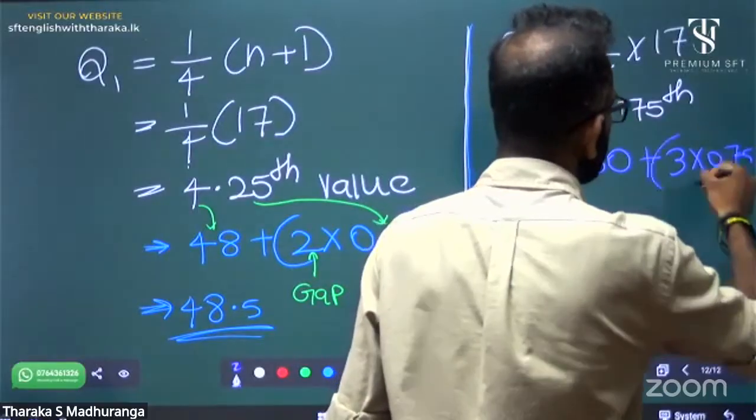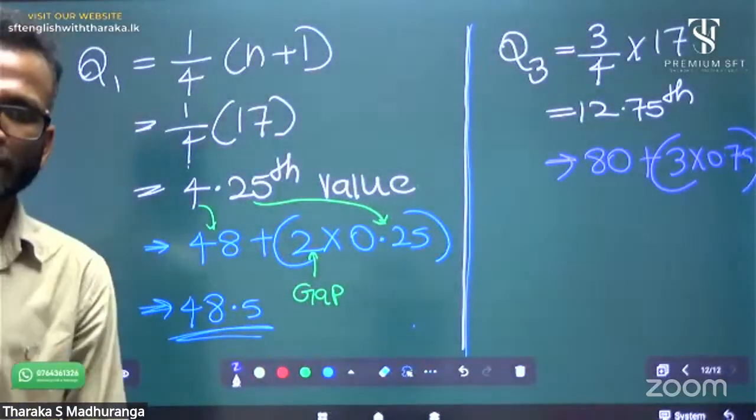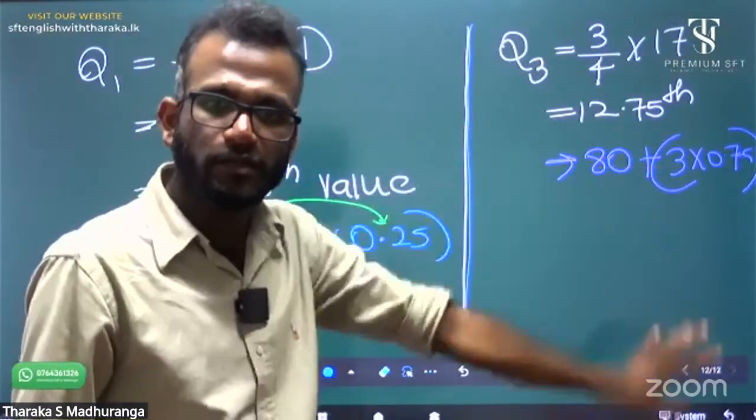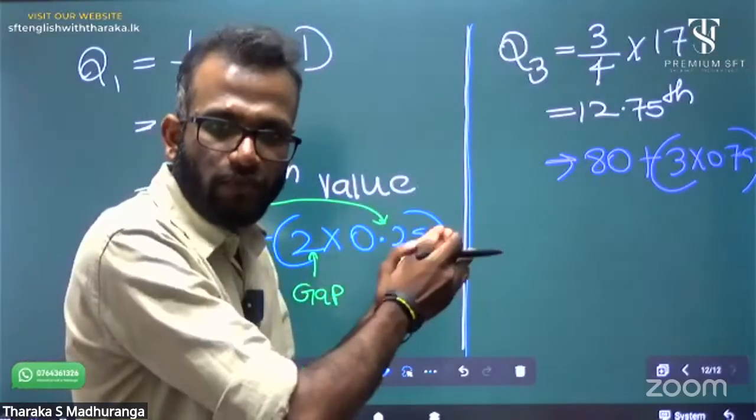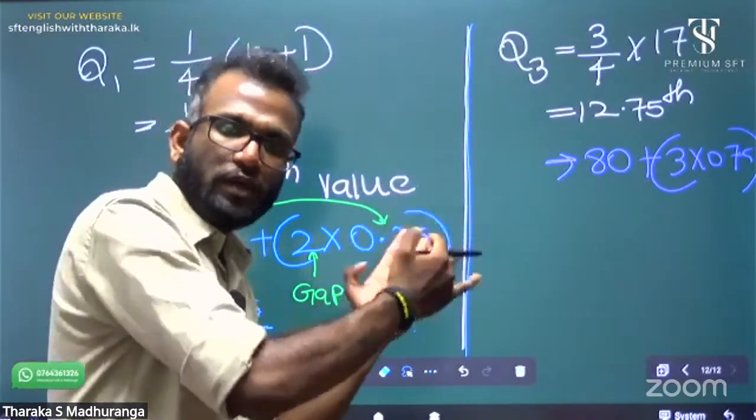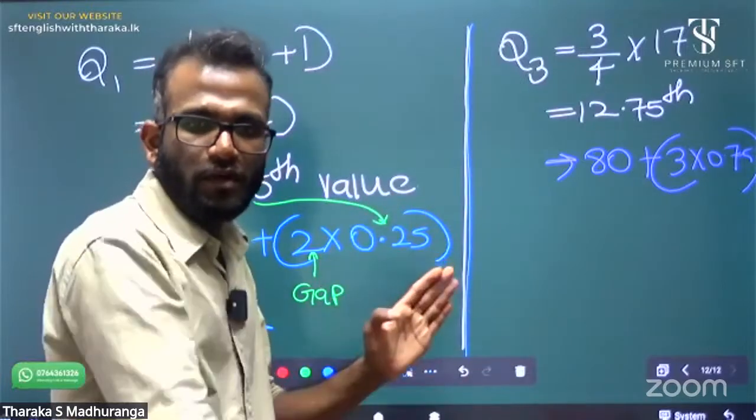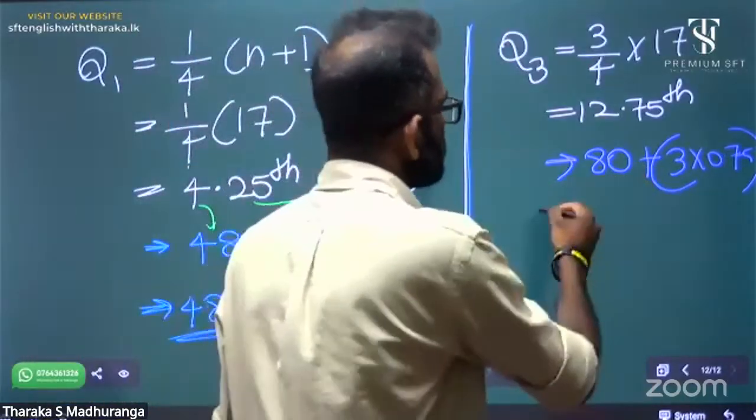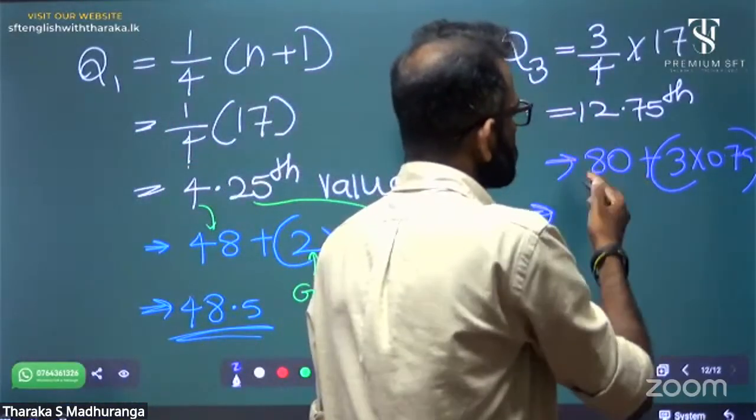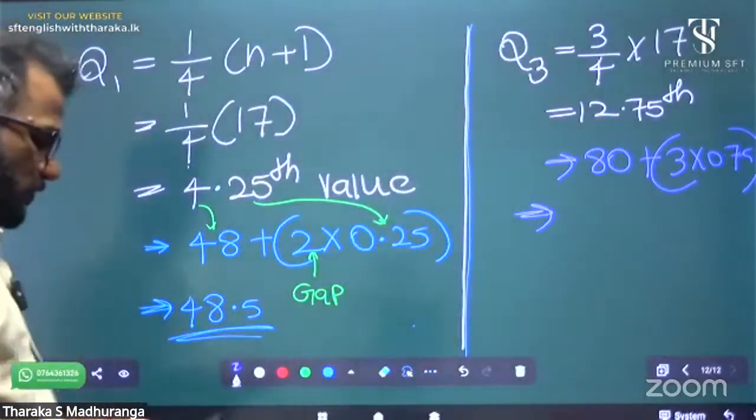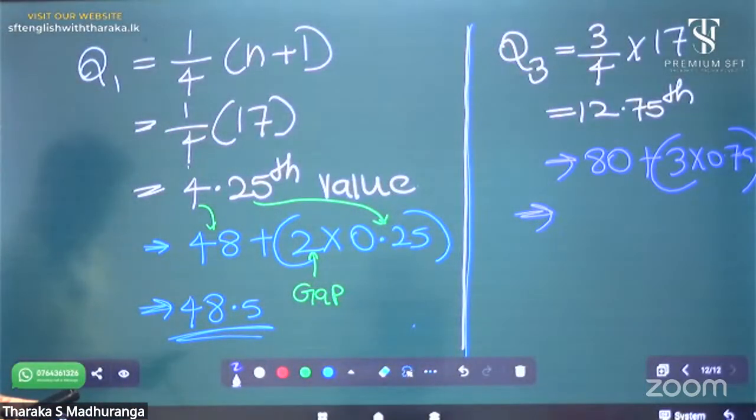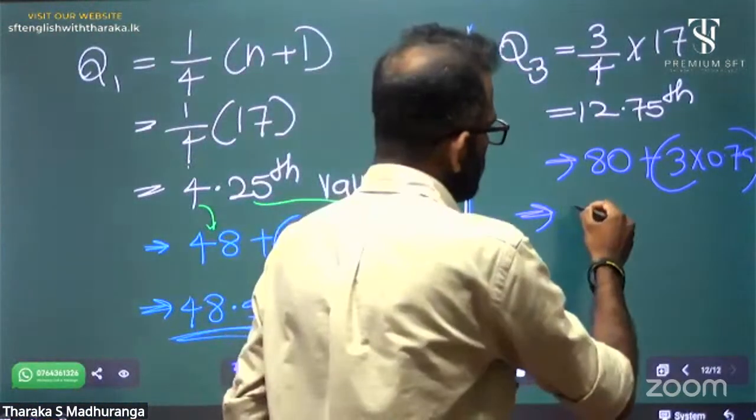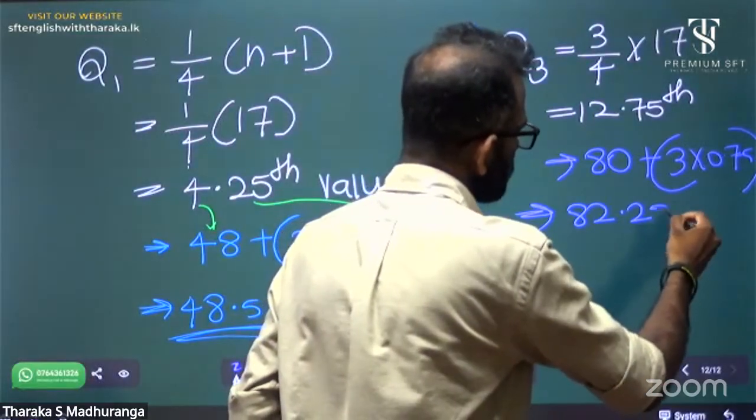That's an easy method. Make a practice. This is a gap into 0.75. Understood? I got the 12th value and the gap between the 12th and 13th value, which was 3. Then 3 multiplied by 0.75 is 2.25. So 82.25.